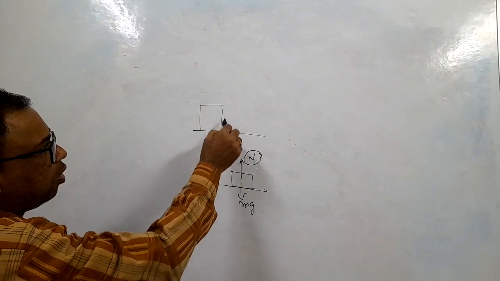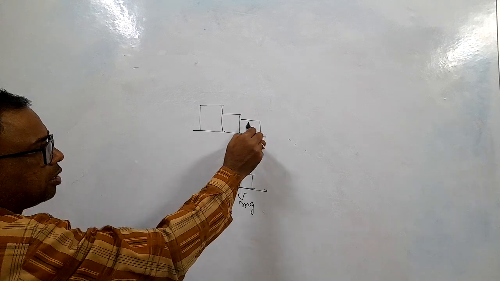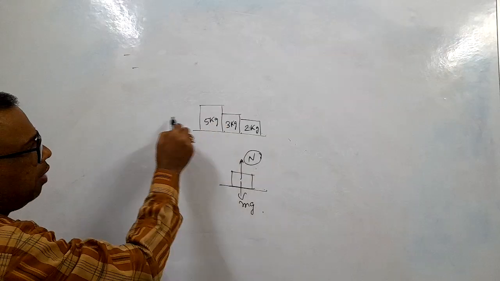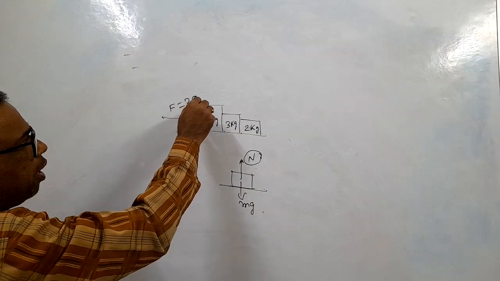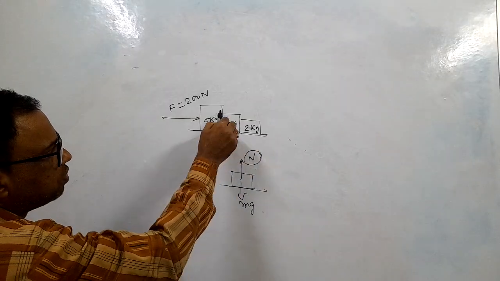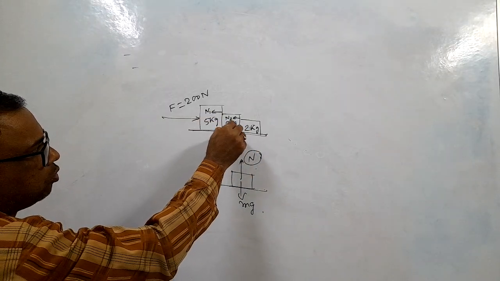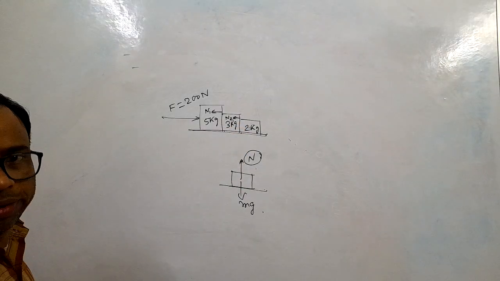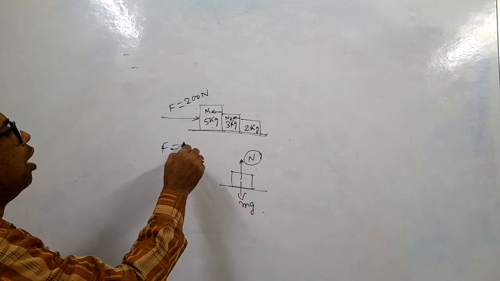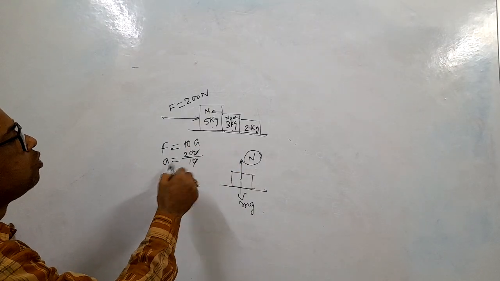Just like three bodies are moving. Suppose three bodies are moving, suppose it is 2 kg, it is 3 kg, or it is 5 kg. If some force is applied here, suppose 200 Newton is applied here. Now find the normal reaction N1 here, and now find the normal reaction N2 here. How can you find the normal reactions? Suppose force equals 5 plus 3 plus 2, that is 10A. So acceleration equals 200 by 10, that is 20.